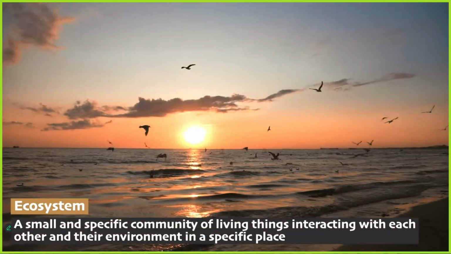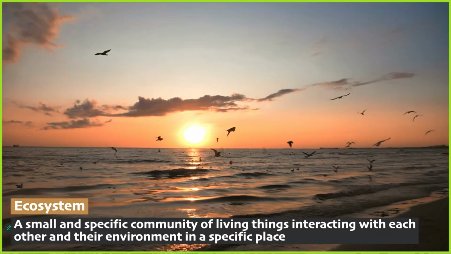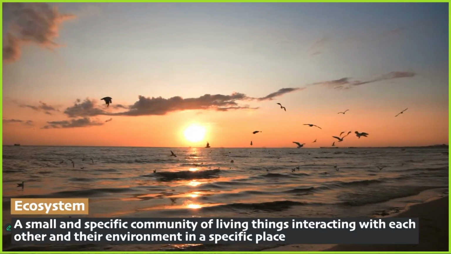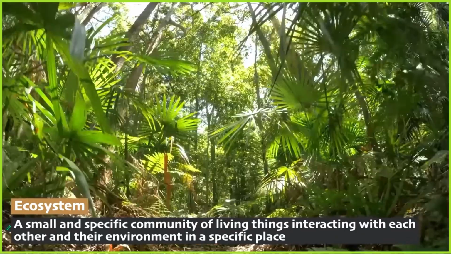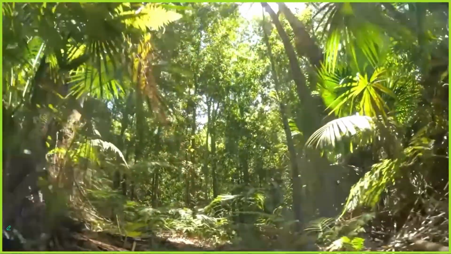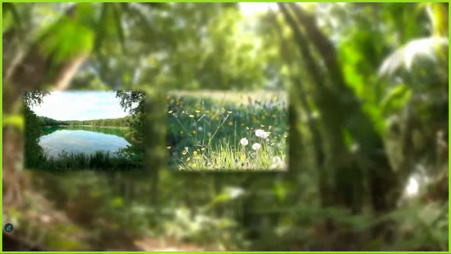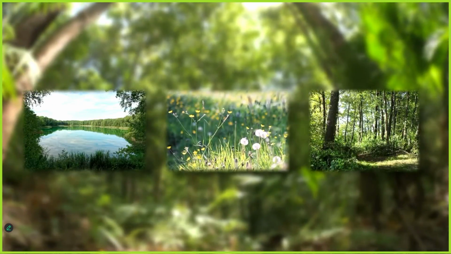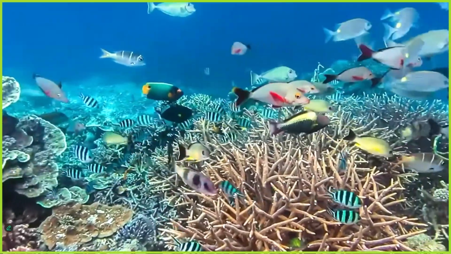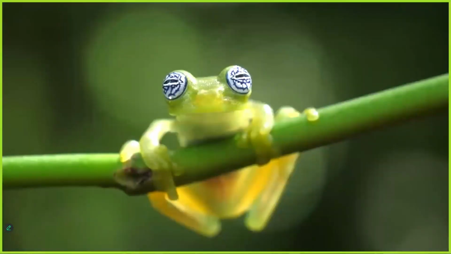An ecosystem, on the other hand, is a smaller, specific community of living things interacting with each other and their environment in a specific place. For example, a forest biome includes many ecosystems, such as a pond, a meadow, or a grove of trees. Long story short, a biome gives us a big picture of similar environments across the world, while an ecosystem focuses on the details within a smaller area.